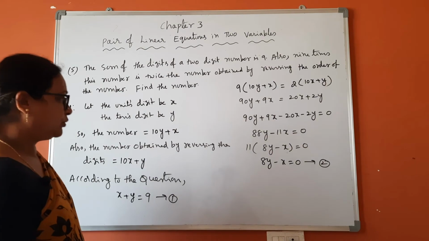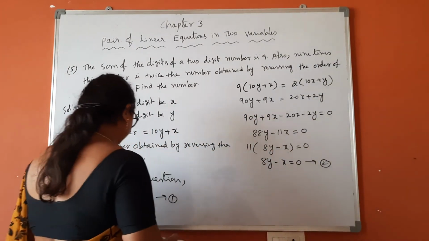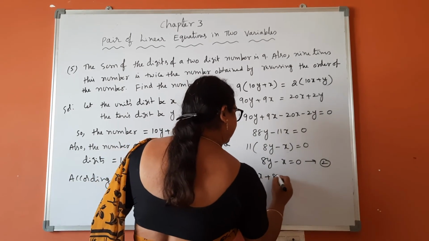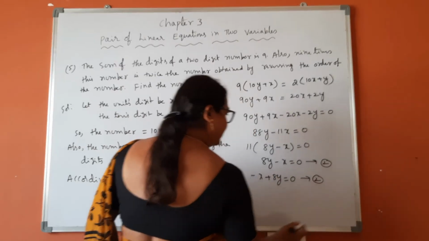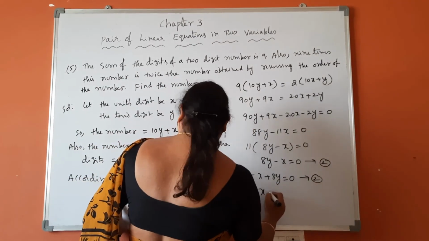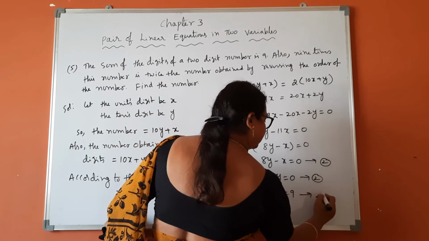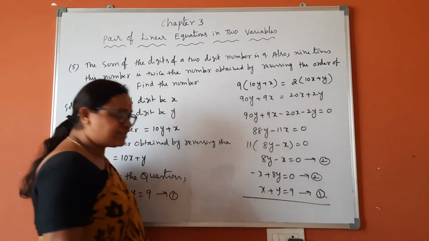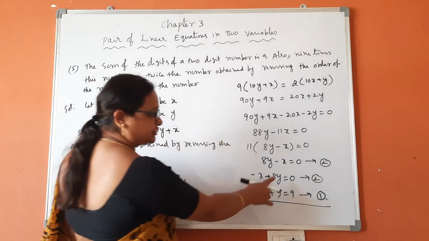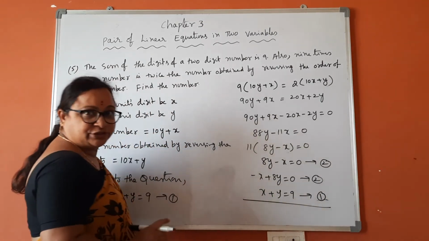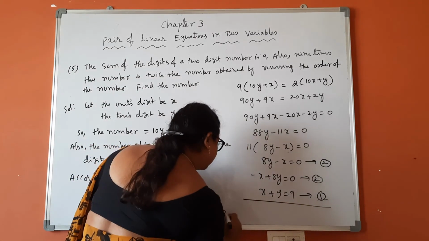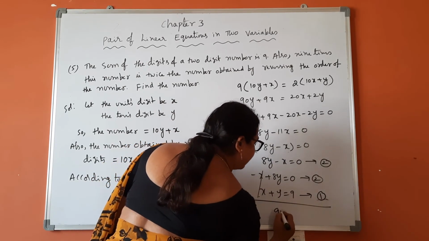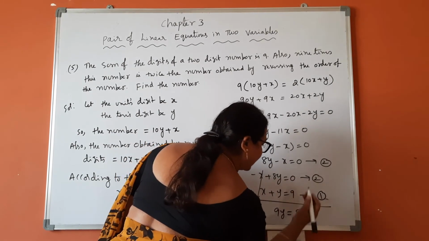Now, we will solve both the linear equations. This is minus x plus 8y is equal to 0. This is the second linear equation. And x plus y is equal to 9 is the first linear equation in two variables. Here we can use the elimination method, because if you add these two equations, x gets cancelled. So, easily we can eliminate x. So 2 plus 1. 8y plus y, 9y is equal to 0 plus 9, 9.